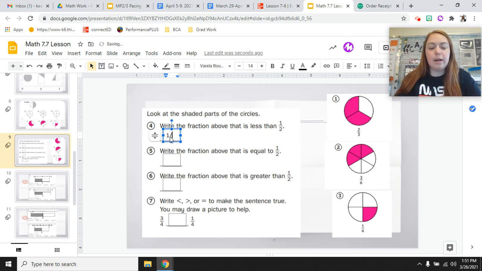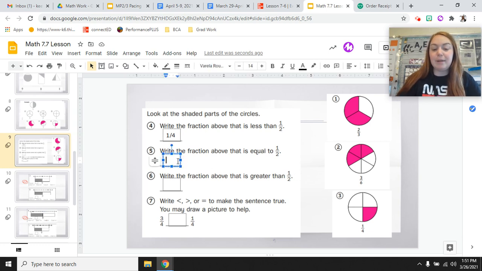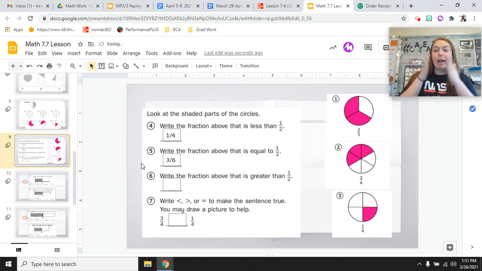This one would be 1/4, because you can look here. I already said what equivalent fraction is equal to 1/2. We've already mentioned that on the other slide. It would be 3/6. So that is your benchmark. Halfway is your benchmark, okay? So what's less than half would be 1/4. What's equal to half would be 3/6.